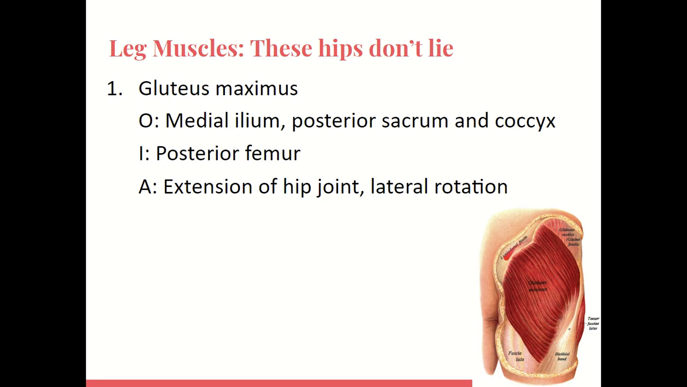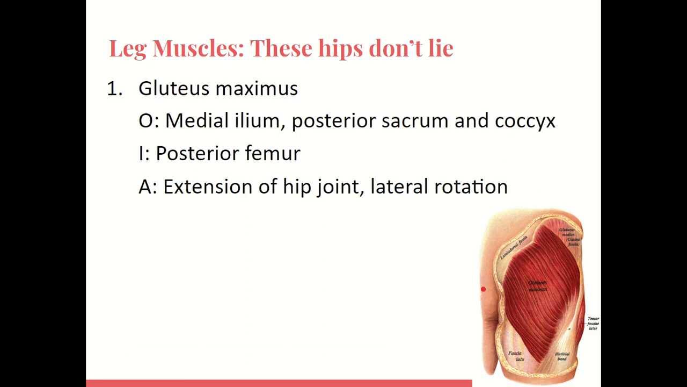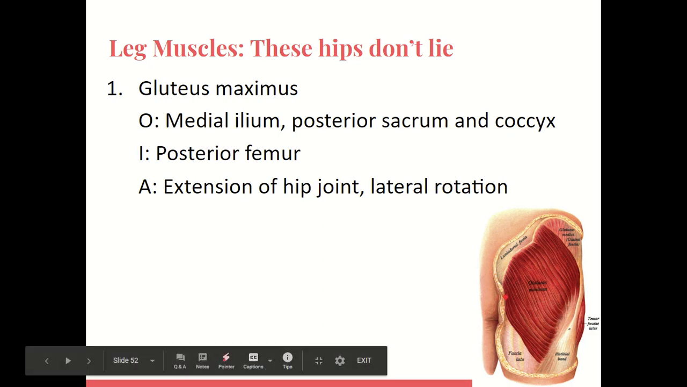So it's coming off of this iliac region, and its posterior sacrum and coccyx. So it's going down onto the tailbone, and it's inserting onto the posterior part of the femur. So it's running along the back of the femur here. And so it makes a very large band of a muscle.